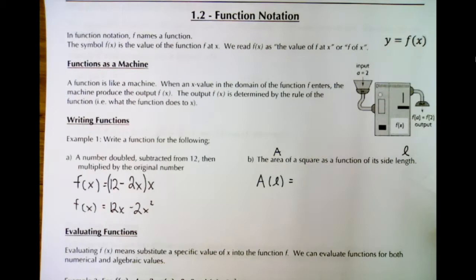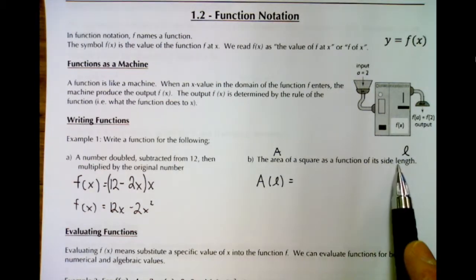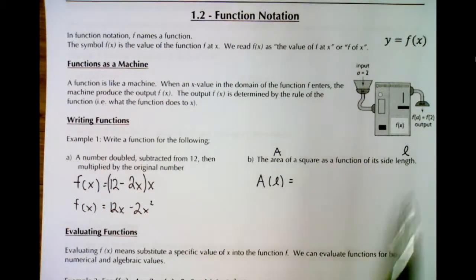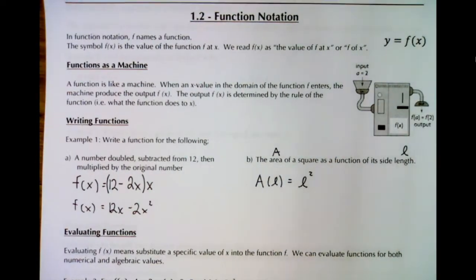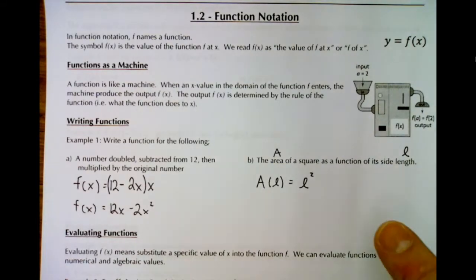So what this means is we're writing an area in an equation, and the only variable we're going to use on the other side is L for length. And the area equation for a square as a function of its side length, if you remember, is just side length squared. So it would be L squared. And there we have a function of a square with respect to its side length.